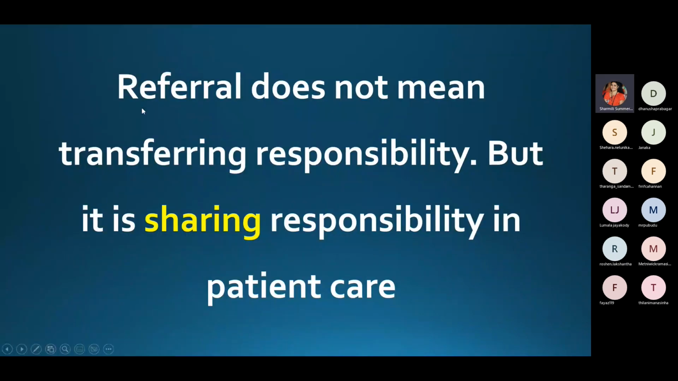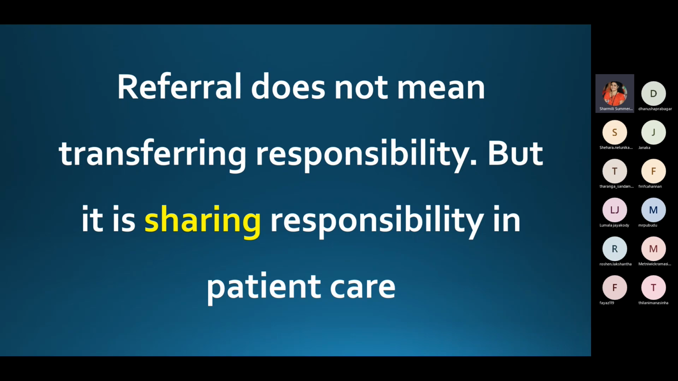So as I already told you, referral does not mean transferring the responsibilities. When a physician refers to another physician, the physician is not transferring her or his responsibility to that cardiologist. What he is actually doing is sharing the responsibility in the patient care. The cardiologist only checks the problems related to the heart, and will prescribe management only for that heart problem. Other health issues which develop during hospitalization will be looked after by the previous physician. So referring does not mean transferring the whole responsibility to the cardiologist. He is just sharing it in order to improve the patient care.